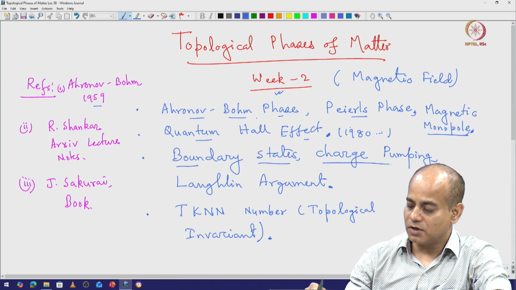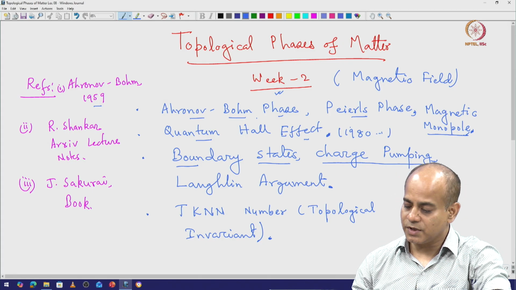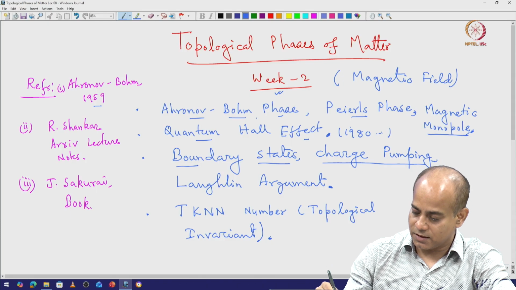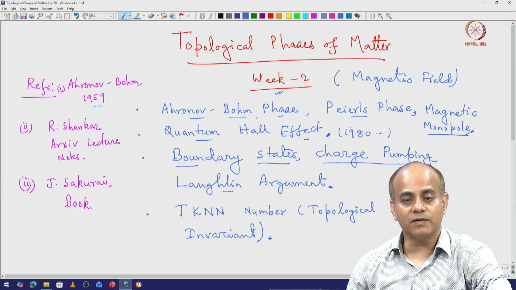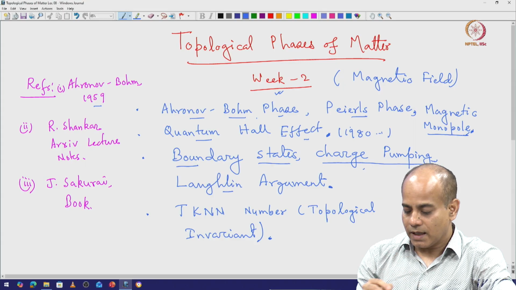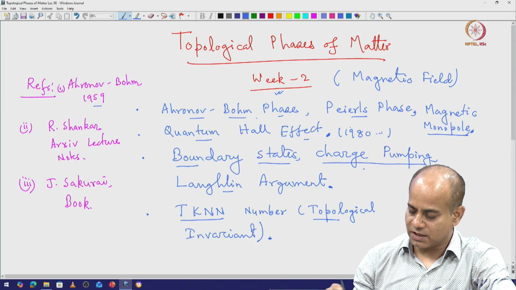And there is also something called charge pumping. Okay, we will talk about that. I think it's a little too early to talk about the given example, and also the Laughlin argument about charge pumping and also Thouless pumping. And then we will talk about the TKNN number. It is a topological invariant.